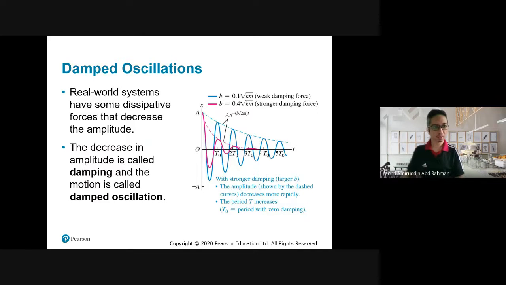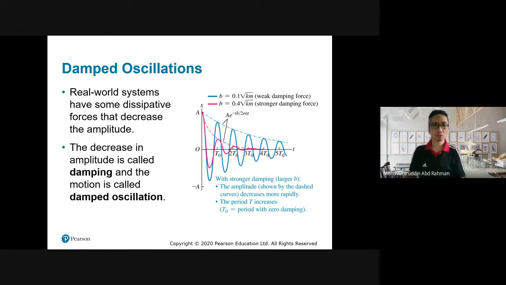Next, we have the damped oscillation. This is what will happen in the real world, because we have, let's say, friction due to air, which decreases the amplitude. This is called damping, and the motion is called a damped oscillation.